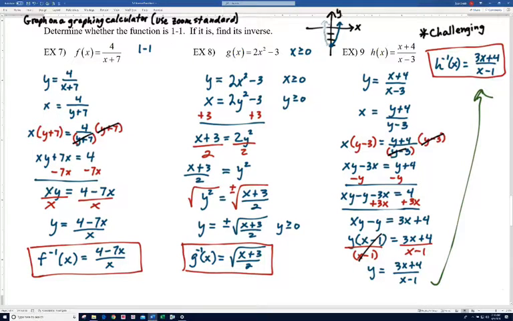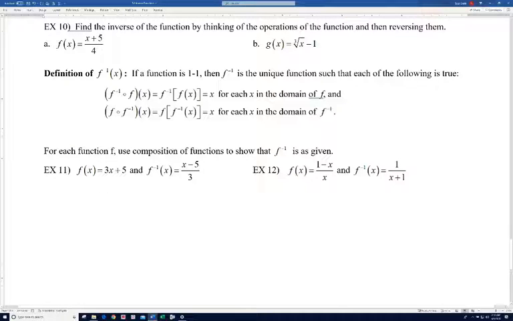All right, let's go ahead and move on to the next problem here. It says, find the inverse of the function by thinking of the operations of the function and then reversing them. Now, with more basic types of functions, we can do this. A problem like the one we just did would be quite difficult to reason out. But let me show you how you would do this.